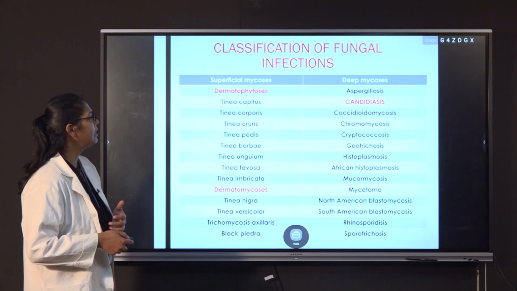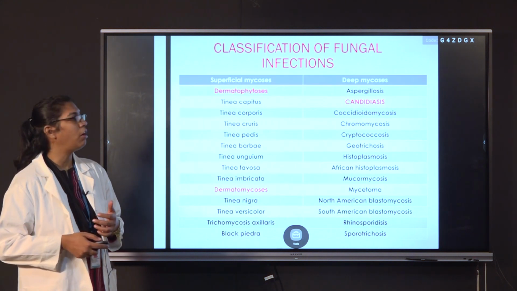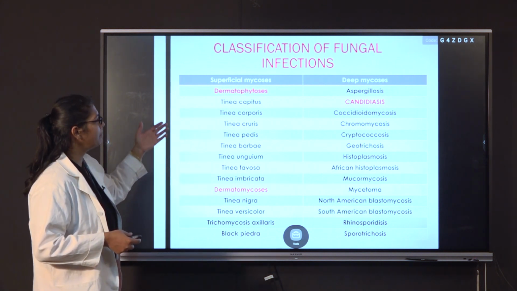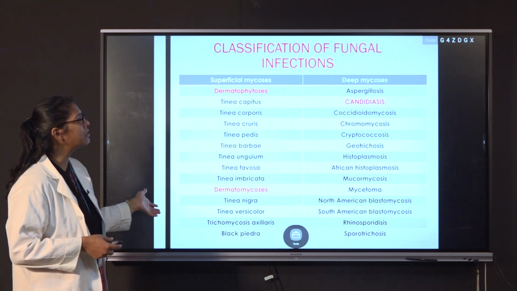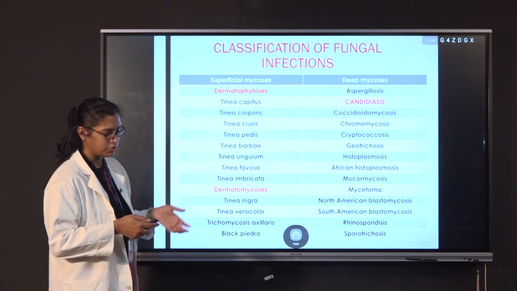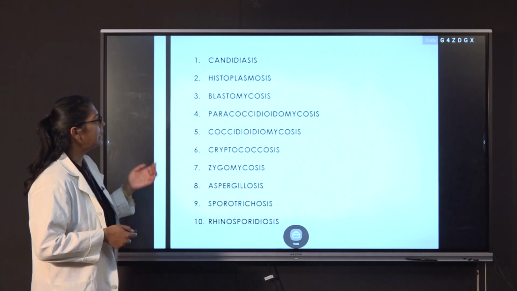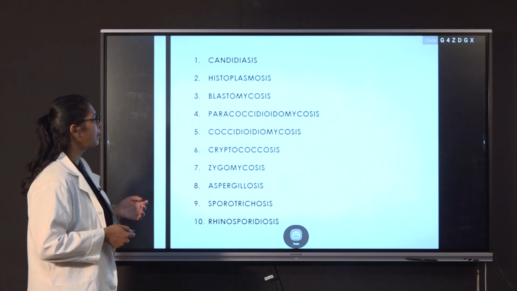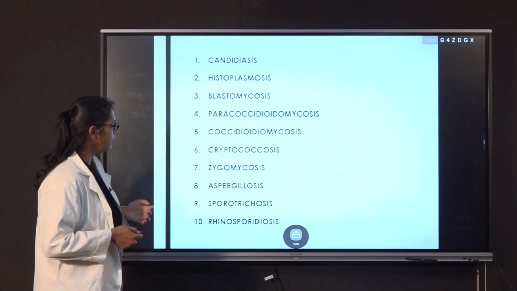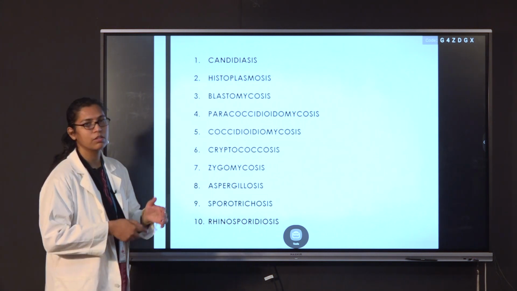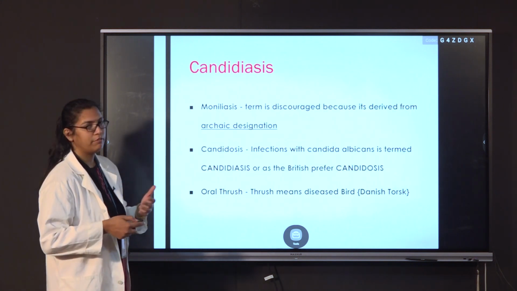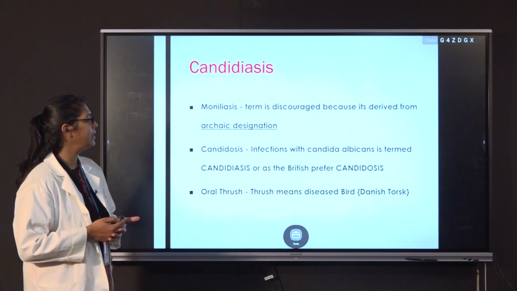of this fungal disease. Coming to classification, fungal infections are classified as superficial and deep mycosis. Superficial mycosis comes under skin disorders. We are mostly concentrating on oral fungal infections, of which the most important is candidiasis. Candidiasis, histoplasmosis, blastomycosis, paracoccidioidomycosis, coccidioidomycosis, cryptococcosis, zygomycosis, aspergillosis, sporotrichosis, and rhinosporidiosis all come under the fungal infections of the oral cavity. As discussed, we are going to discuss candidiasis in detail.